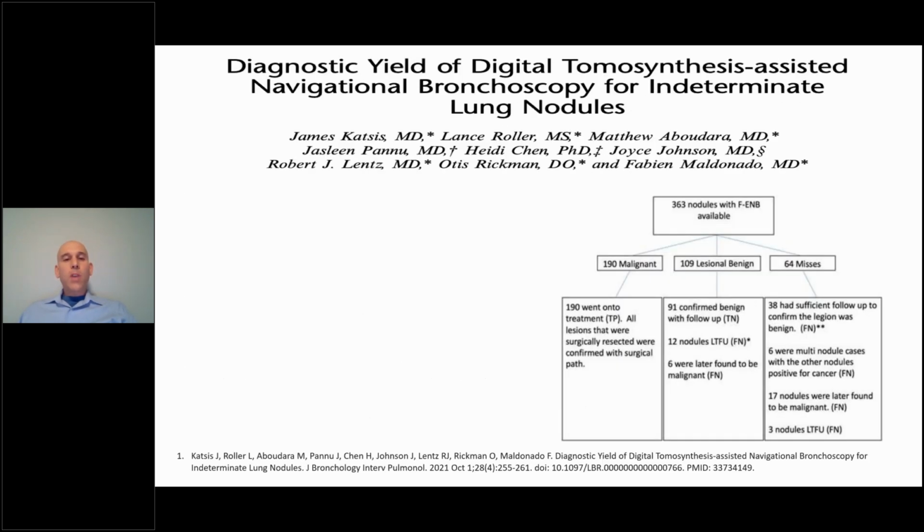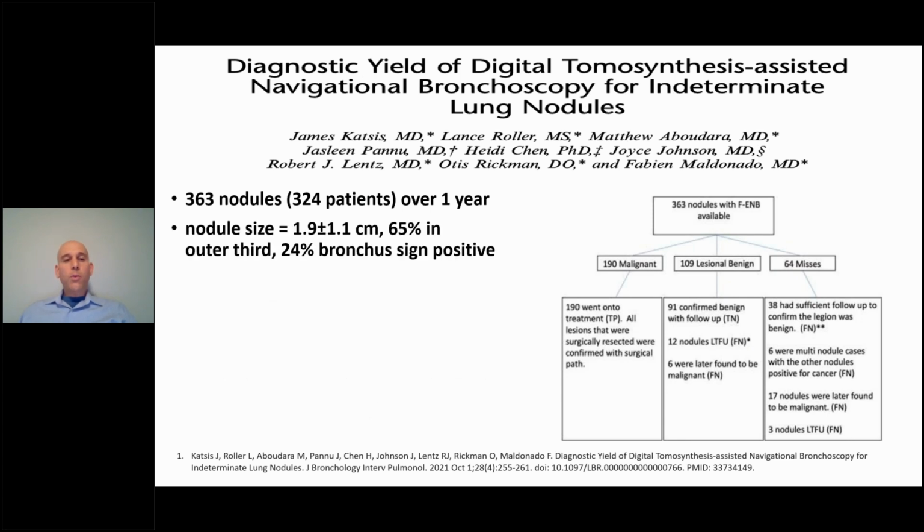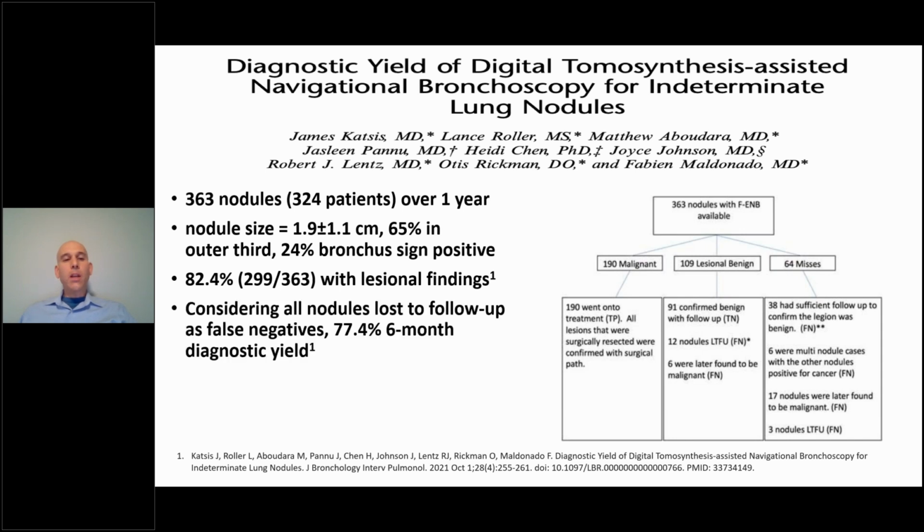So a follow-up study by the same group, they looked at 363 nodules over the course of a year. Nodule size was shown here, a little bit less than 2 centimeters, 65% in the outer third, 24% bronchus sign positive, so some more challenging, smaller, peripheral, bronchus sign negative, 76%. And they had 82% lesional findings. And then using very strict criteria, as you can see here in the flow chart on the slide, when they took into consideration all nodules lost to follow-up as false negatives, their diagnostic yield was about 77%.